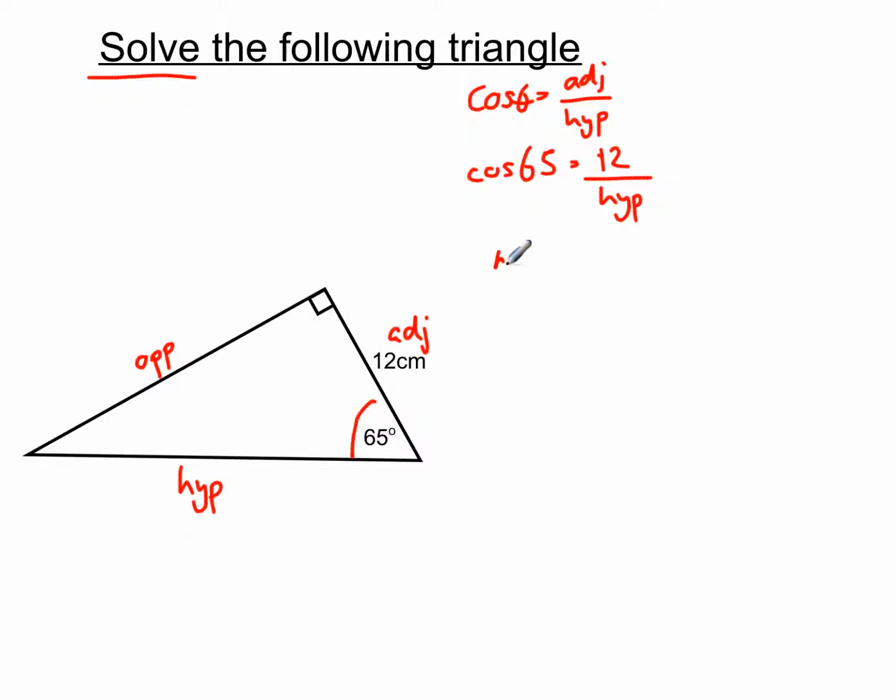We can solve for hypotenuse: 12 over cosine of 65. Punch that into your calculator, and you'll get 28.39 centimeters. So already things are going well. We have 2 out of the 3 side lengths.